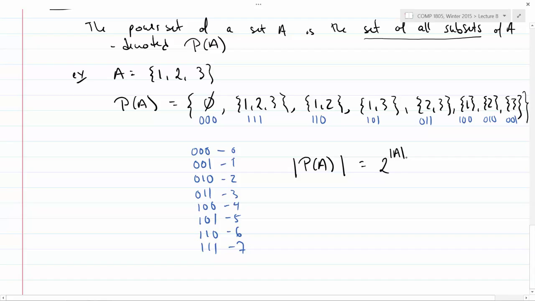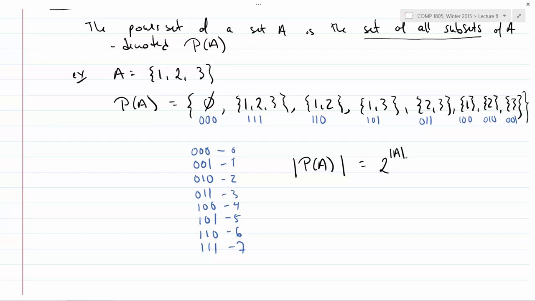All right. Any questions about this? The kinds of things you would see on a test or an assignment would be that I would give you a set and ask you, what is this set's power set? Or what is the size of this set's power set? Things like that. That's what you can expect to see.